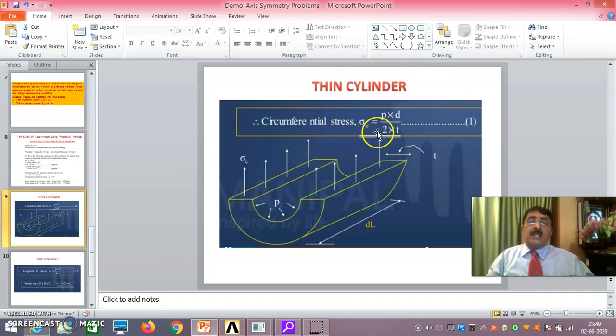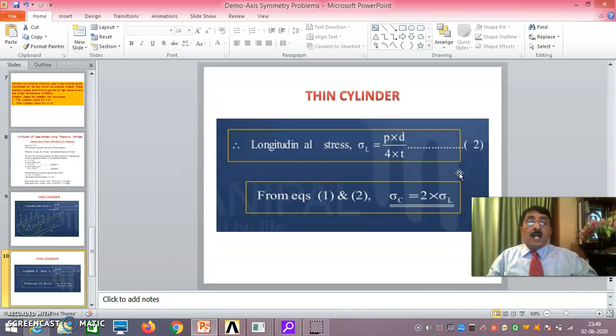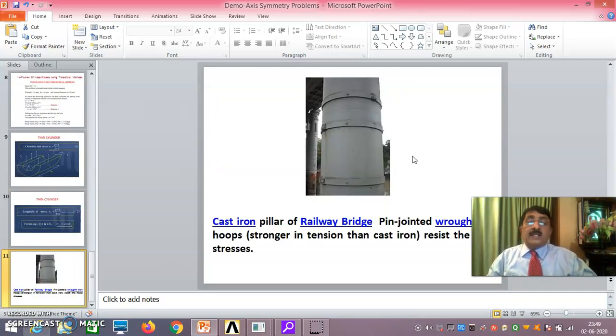Now it is not a thin cylinder, it is a thick cylinder. If it is a thin cylinder, the circumferential stress, also called tangential stress, is PD by 2T. And if it is longitudinal stress, it is PD by 4T and all that. These things you have to know.